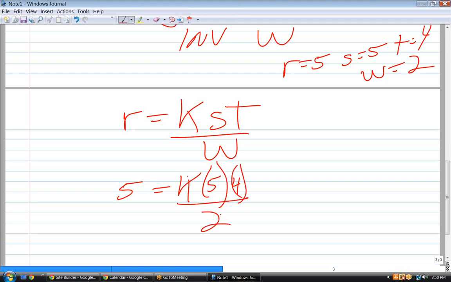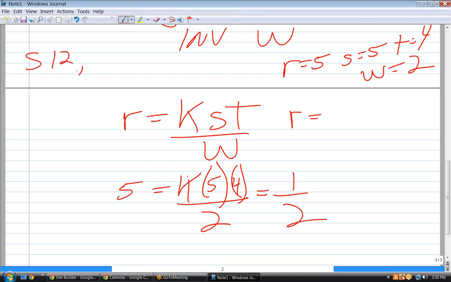And then you put another 2. So it looks like K is equal to 1/2. So that's the specific equation. Okay, and then it wants you to find R when S is 12, T is 18, and W is 3. So what is my specific equation?